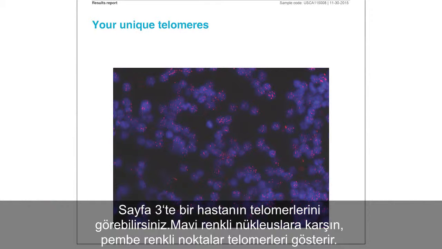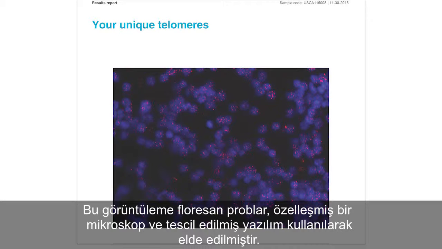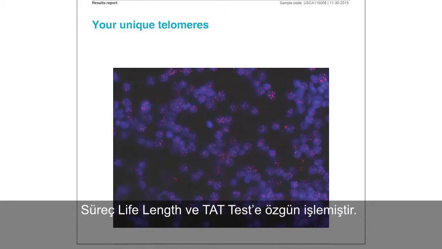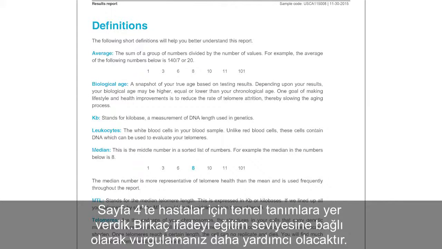On page 3, you'll find a picture of your patient's telomeres. The telomeres show up as pink dots against the blue nuclei. This is accomplished through the use of fluorescent probes, a specialized microscope, and proprietary software, a process that is unique to LifeLength and the TAT test. On page 4, we've provided some basic definitions for the patient.